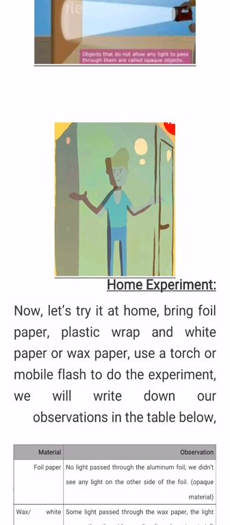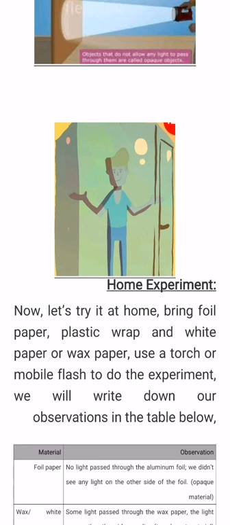Now, I want you, in order to get the idea of the three types of materials, to do this experiment at home. First, you have to bring a piece of foil paper, a piece of plastic wrap, and a piece of wax paper or white paper. And you will use a torch or the mobile flash.